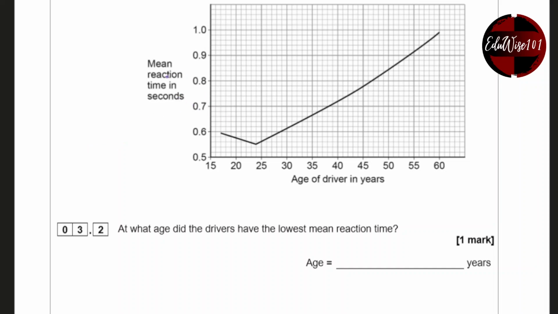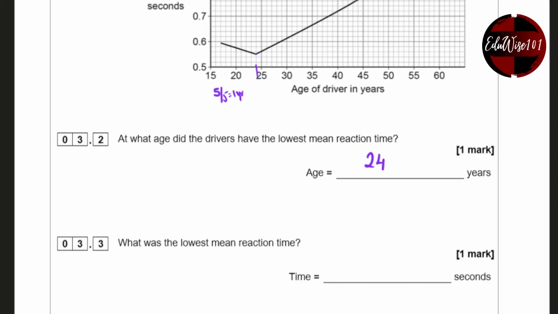The lowest mean reaction time is over here. And that age is, so from 15 to 20, that's 5 boxes. So 5 divided by 5 is 1. So each box is 1 year. And that's 1 box short of 25. So that would be 24 years.